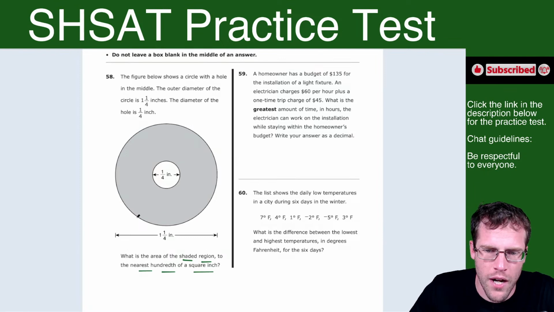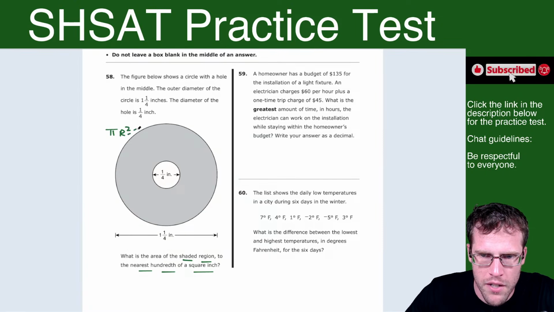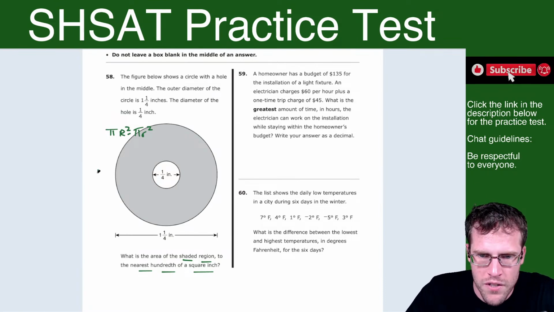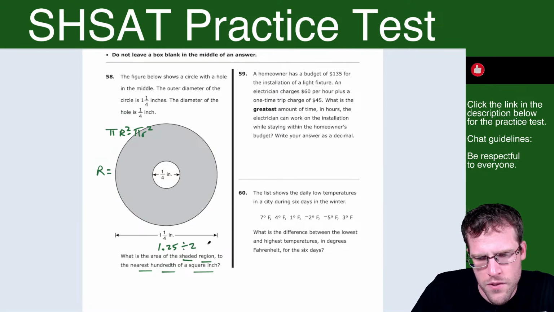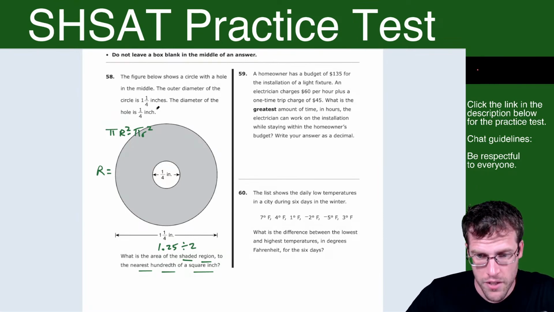Okay, so for this one, we're basically going to be doing pi times the big radius squared minus pi times the little radius squared. So we're doing big circle minus little circle, but they gave us the diameter. So the first thing I would do here is find the big radius, which is half of this. That's 1.25. If I want to cut this in half, I just divide this by 2. All right, I guess I could just do the long division on the side. Remember, we don't get a calculator here.